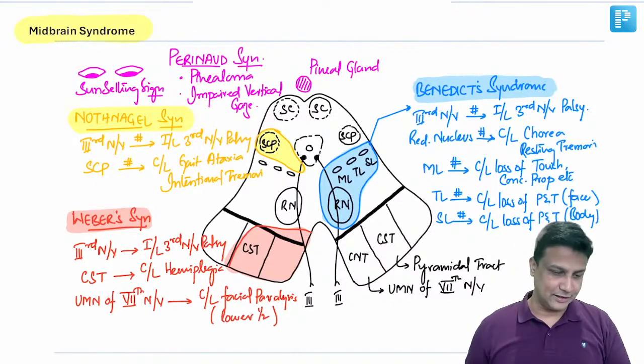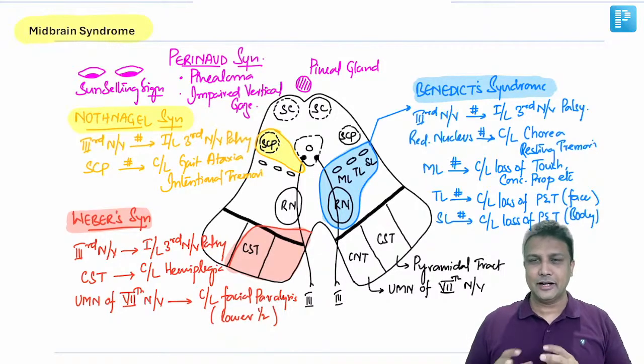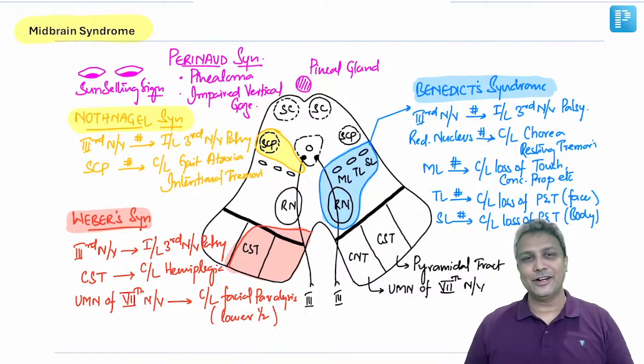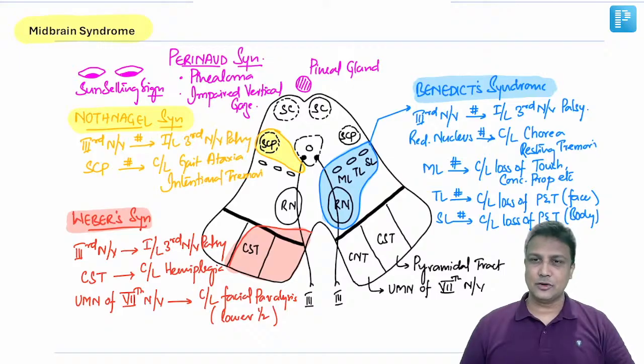Parinaud syndrome, we say, sir. In this manner, in a very simple manner, sir, in one diagram we are done with all the syndromes over there: Weber syndrome, Benedict syndrome, Nothnagel syndrome, and Parinaud syndrome. Let's have a revision once more here.